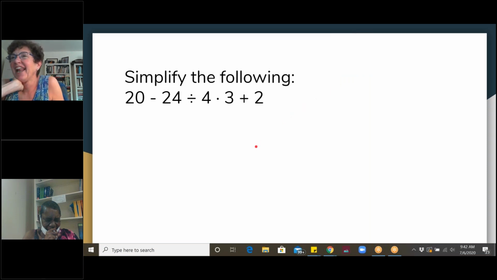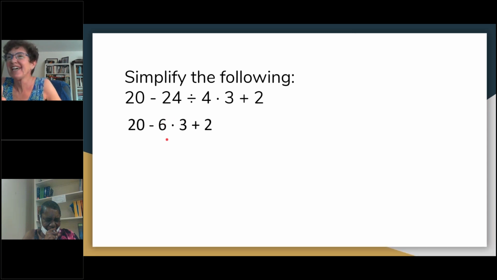What can I do first? You go left to right, right? Yes, you do. But what do you do first? Oh, the 24 divided by 4. Yes, exactly right. What's 24 divided by 4? It's 6. I got it. Yes, you did. You do this first, 24 divided by 4.